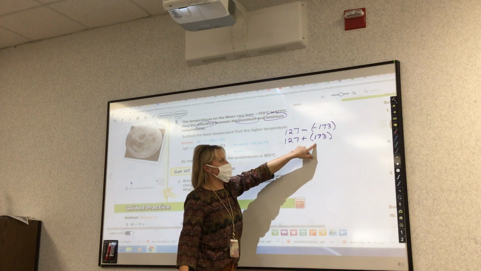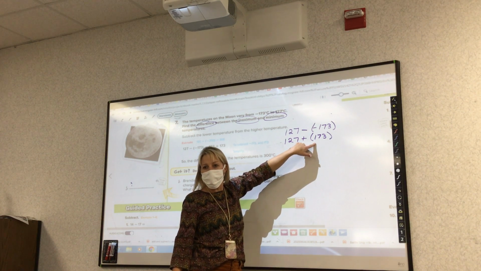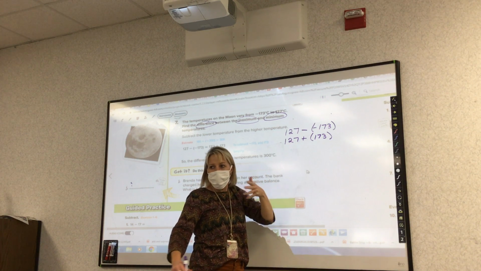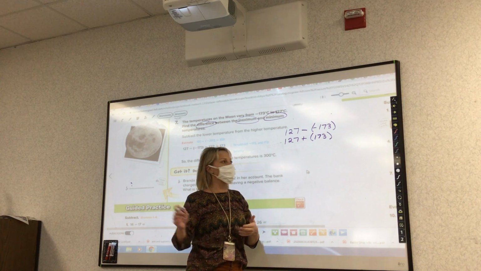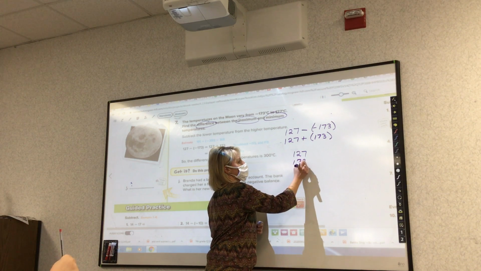They're both positive, so what am I going to do to my numbers? Add. These are 3-digit numbers. Can you do that in your head? No. Well, some of you could, but when you do, you're going to find a lot of room for error. So write it up and down. 127 plus 173.